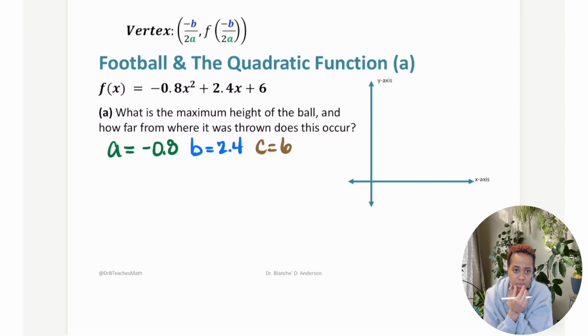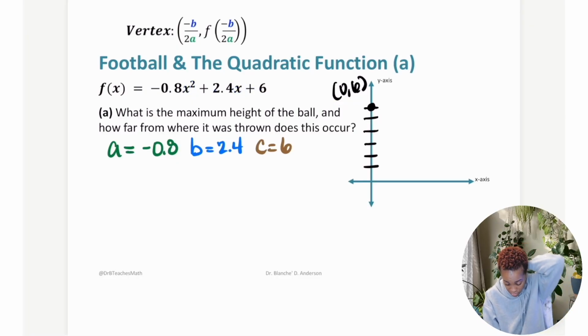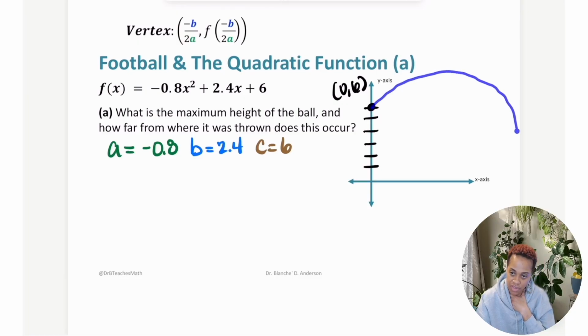All right, and it says, what is the maximum height of the ball and how far from where it was thrown does this occur? They said when the ball is thrown, it was thrown from 6 feet. So if I do some tick marks here, 1, 2, 3, 4, 5, 6, it's going to start here. This is the point (0, 6), which if you notice, is the y-intercept. Do y'all see that? It makes sense because if you set x equal to 0 here, you get 0 plus 6. So the ball is going to be thrown from 6 feet, and it's eventually going to come down.